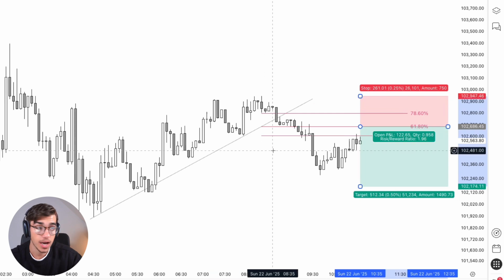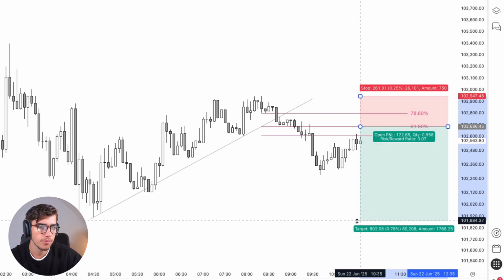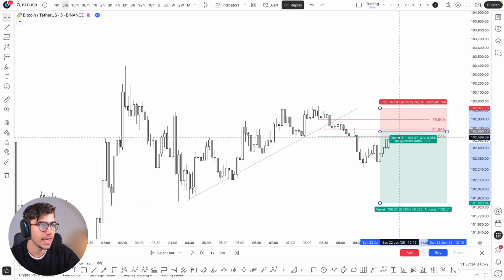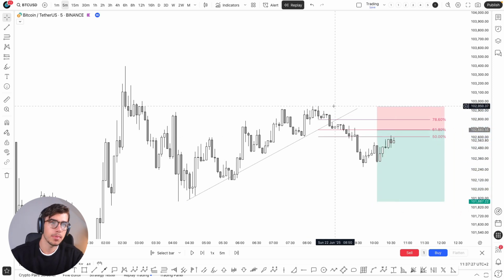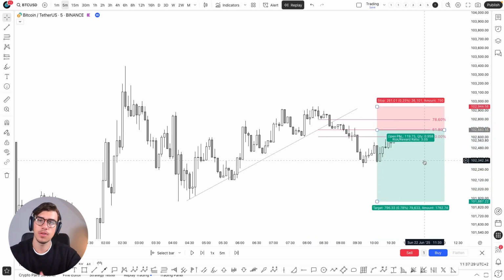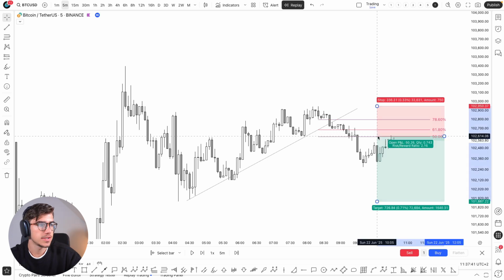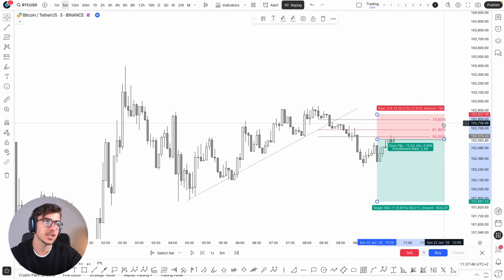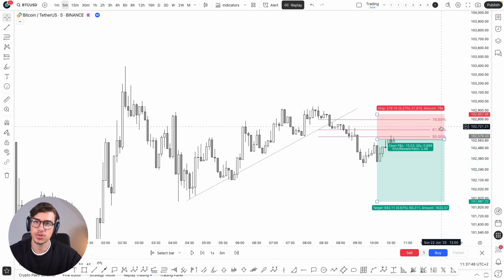Our stop goes to the high if possible. Our take profit goes to the low right there. Again, in a scenario like this, I have no problem in placing my stop here because the play is still a 3 risk to reward. Now again, let's say that my entry was somewhere down here. Well, then I could tighten my stop as long as I still have the 78.6% included.